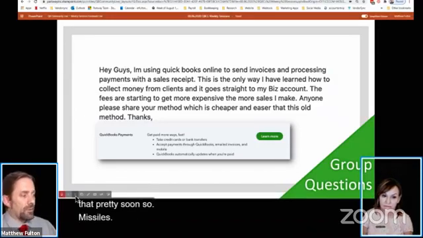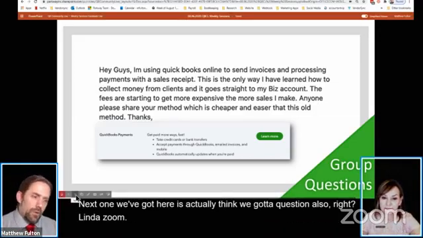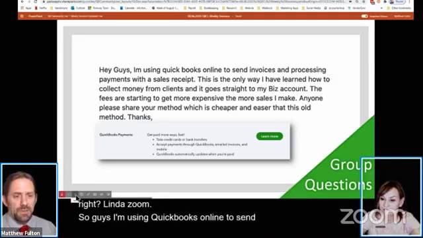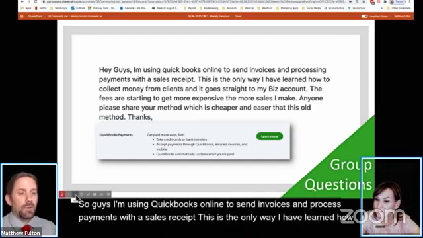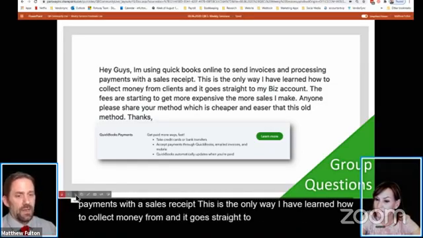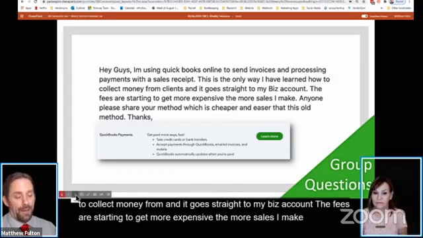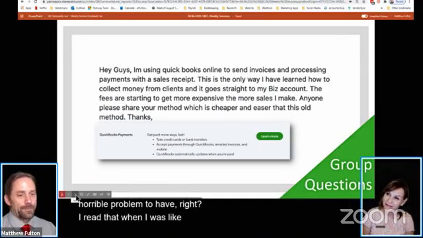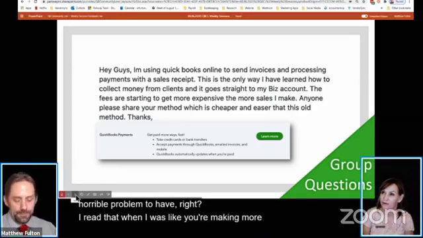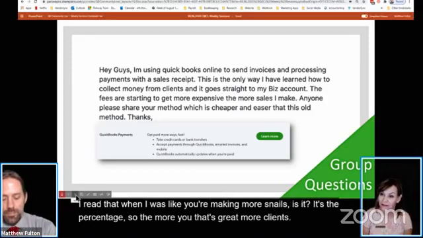Our next one, and I think we got a question also, right, Linda, in Zoom. Hey guys, I'm using QuickBooks Online to send invoices and process payments with a sales receipt. This is the only way I have learned how to collect money from clients, and it goes straight to my biz account. Fees are starting to get more expensive the more sales I make. It's a horrible problem to have, right? When I read that one, I thought, you're making more sales. It's the percentage. You have more clients, your total amount is going to go up, but hey, you're making more money, so it's all good.